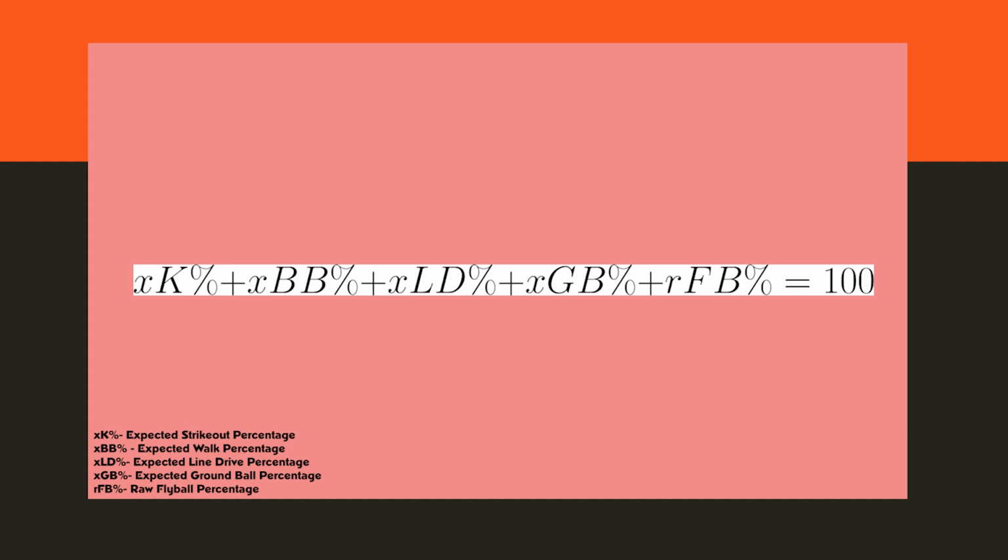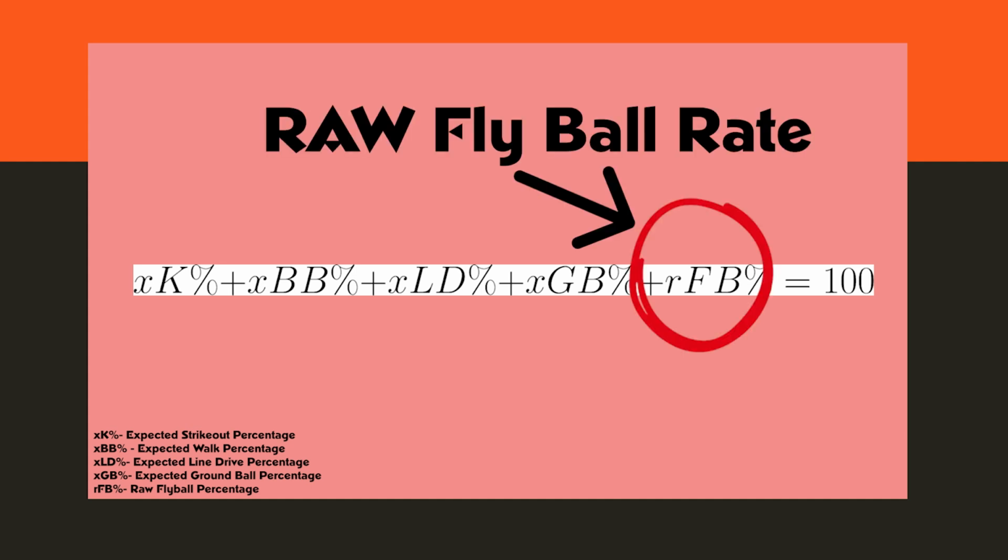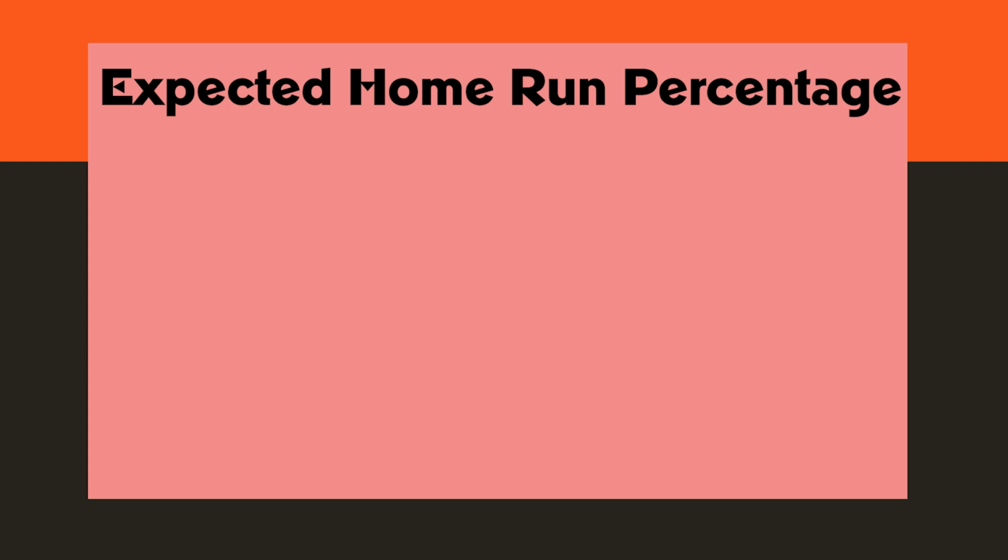So you now have all of your percentages. But you may have noticed that fly ball rate is read as raw fly ball rate. This has to do with the final percentage we need for our equation, home run percentage.